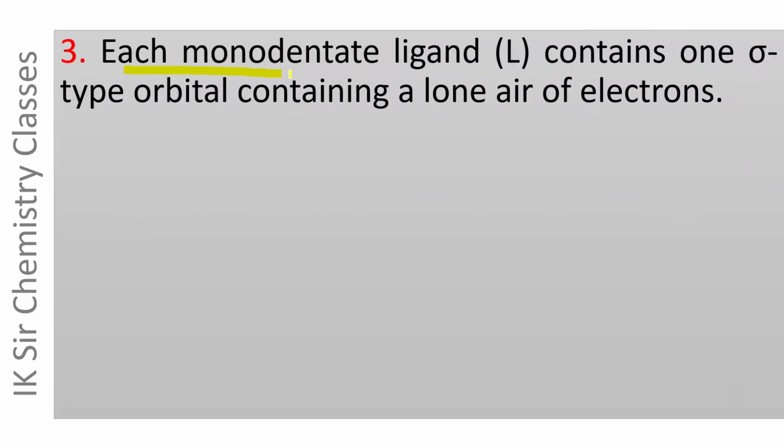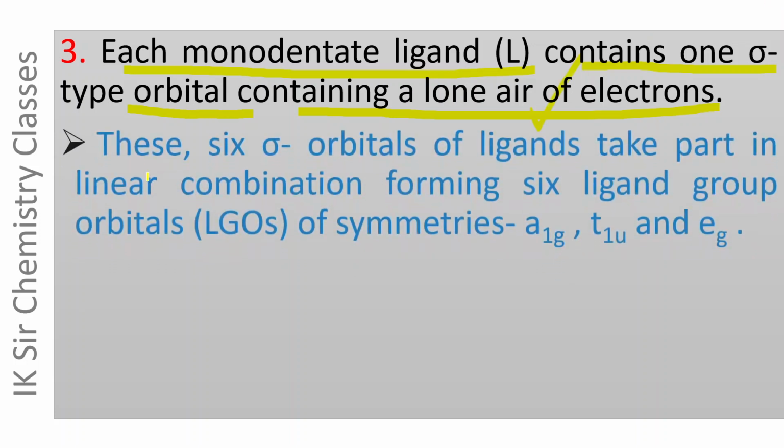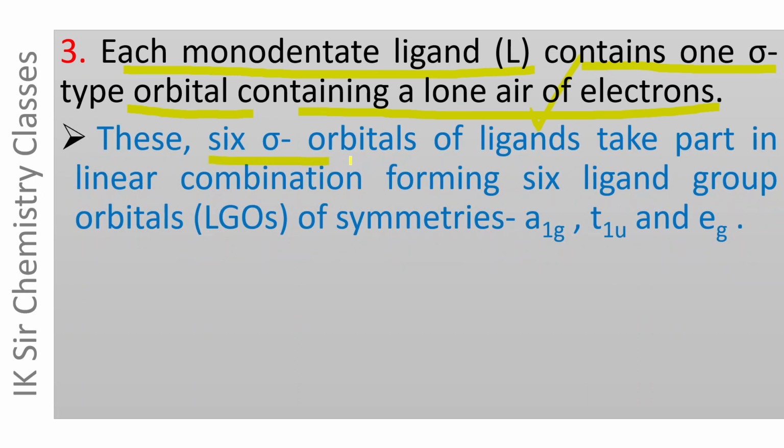Each monodentate ligand L contains one sigma type orbital containing a lone pair of electrons. These 6 sigma orbitals of 6 ligands take part in linear combination forming 6 ligand group orbitals, LGOs, of symmetries A1g, T1u, and Eg.